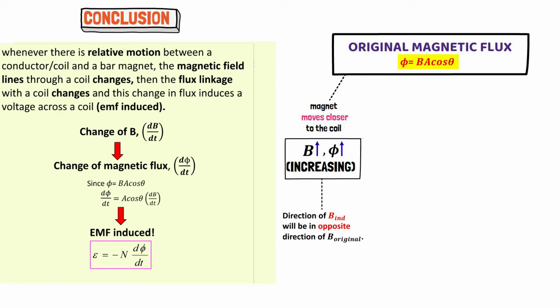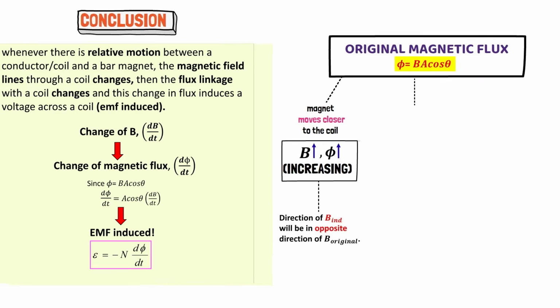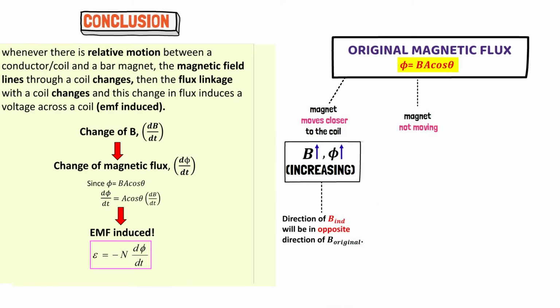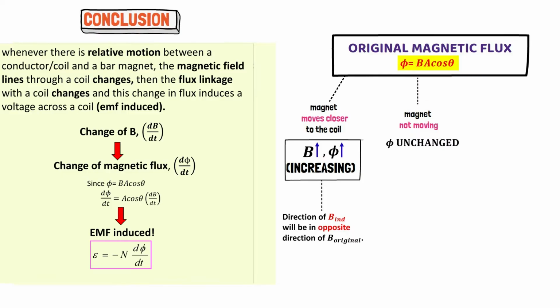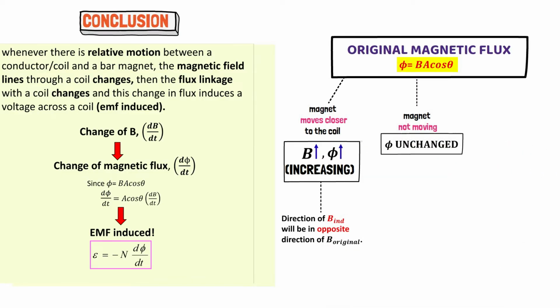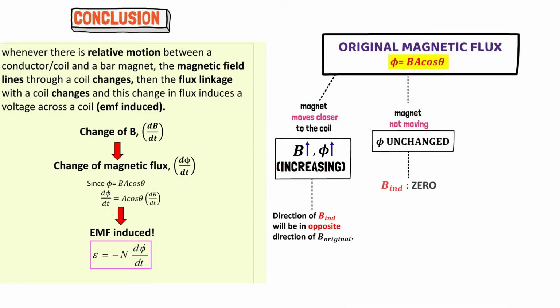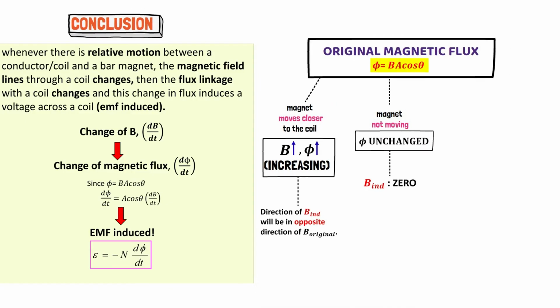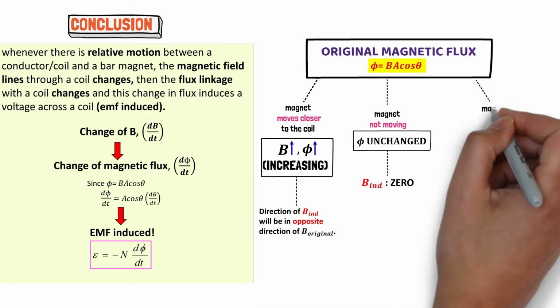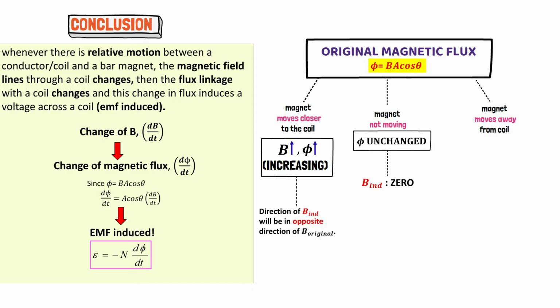This is very simple. Bagaimana kalau tak ada pergerakan? Magnet not moving. Bermakna tiada apa-apa perubahan magnetic flux. So, magnetic flux unchanged. Bila unchanged, tak ada apa-apa yang berlaku. So, no induced magnetic field produced. So, induced magnetic field is equal to 0. Next, untuk case yang ketiga, when the magnet is moving away from the coil.